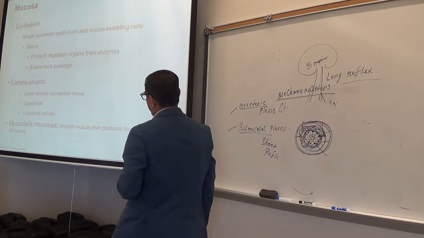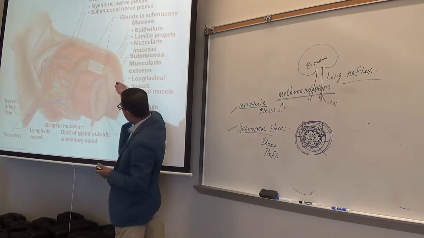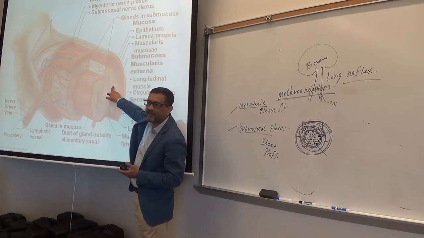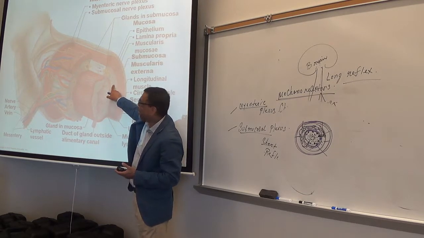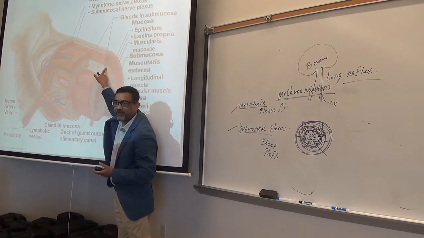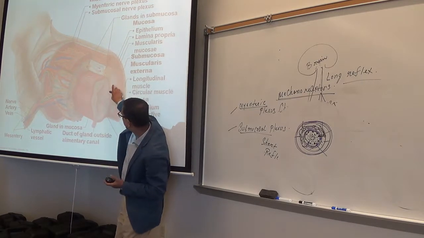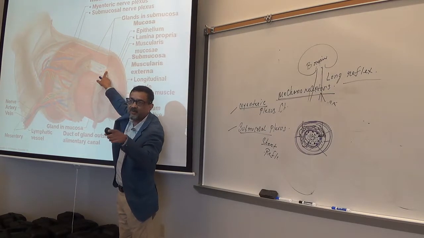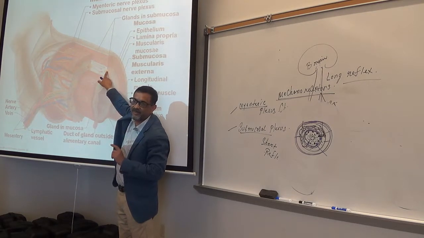Now look at this, everyone. This is submucosa I showed you. Is there any muscle here? No muscle, right? But you have glands, right? So submucosal nerve plexus will cause what? Secretion from the glands. Make sense?